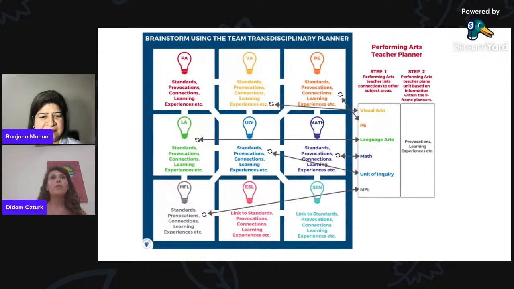Okay, and when we continue brainstorming and using the team transdisciplinary planner, we will focus on the standards, provocations, connections, and learning experiences. And you can plan your units in this template as well.